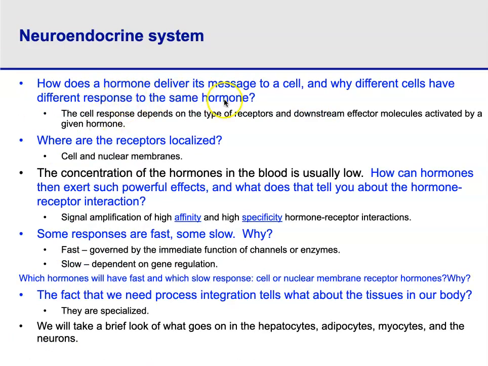So how does a hormone deliver its message to a cell? And why do different cells have different responses to the same hormone? It's the same hormone. How can it exert different responses? And why would the cell react when a hormone is secreted? And how is the message which the hormone carries transferred into the cell? You're all familiar with that because you know biosignaling, and that is that the cell's response depends on the type of receptors and downstream effector molecules activated by a hormone. It doesn't matter what hormone binds.